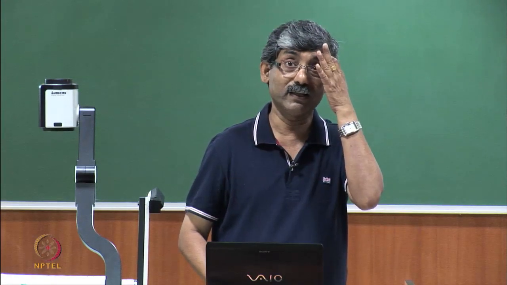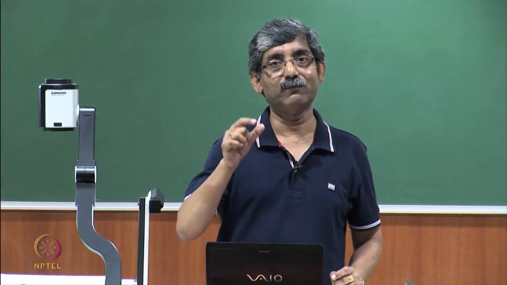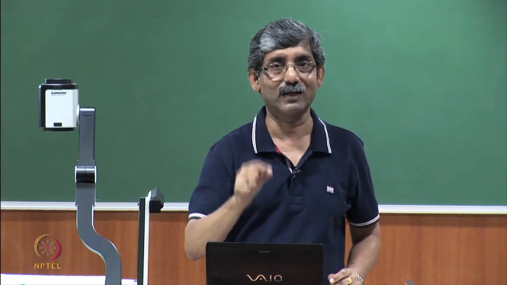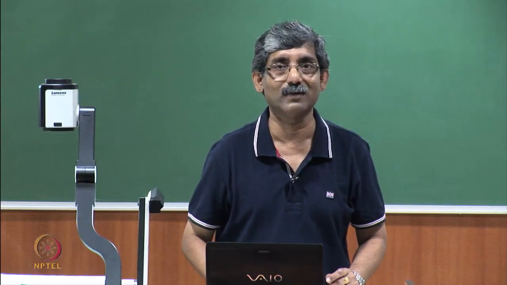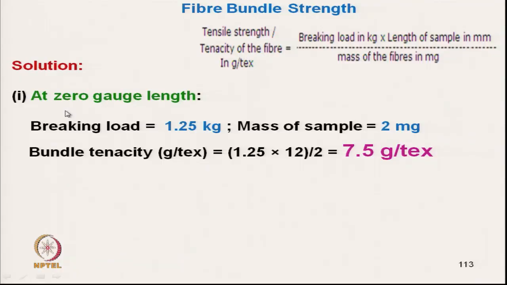And one important thing one has to mention here, even if the gauge length is constant like 0 gauge length, we cannot have the same bundle mass. Suppose for the same 0 gauge length, we test a second sample, it may not be 2 milligram, it may be a little bit higher or lower, but accordingly it is expected that the breaking load will change. If the mass is more, the breaking load will be proportionally higher, but ultimately the bundle strength should be close to that.